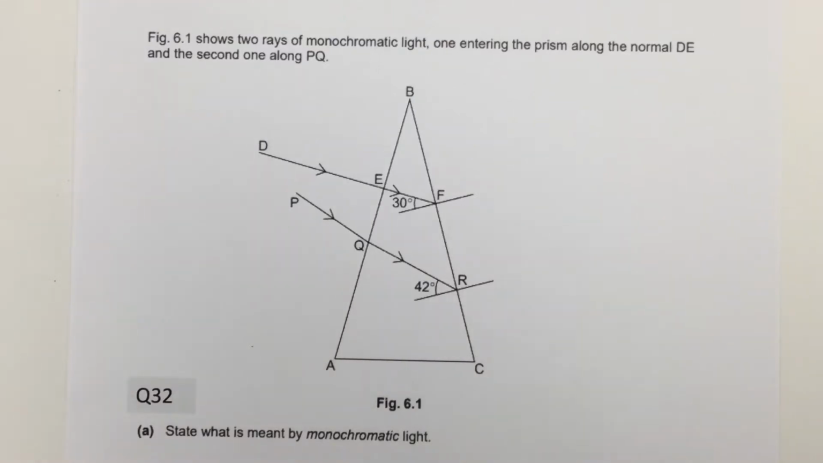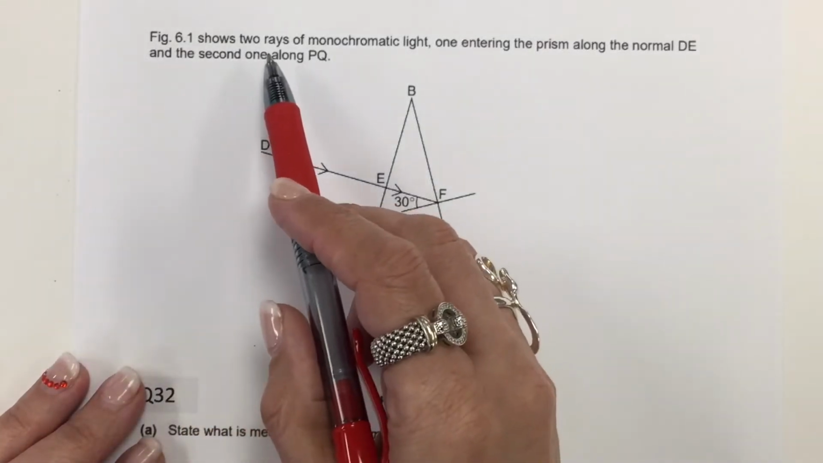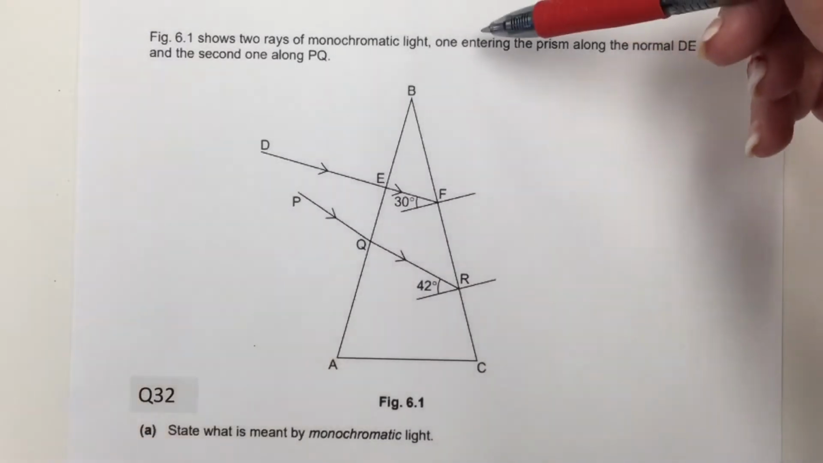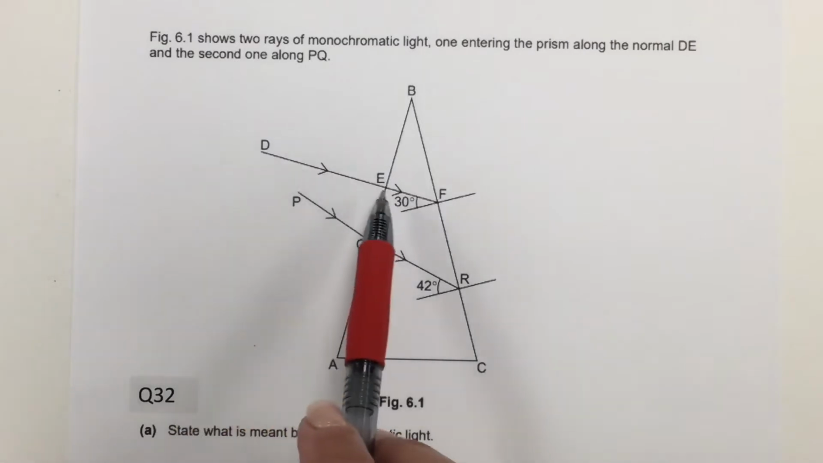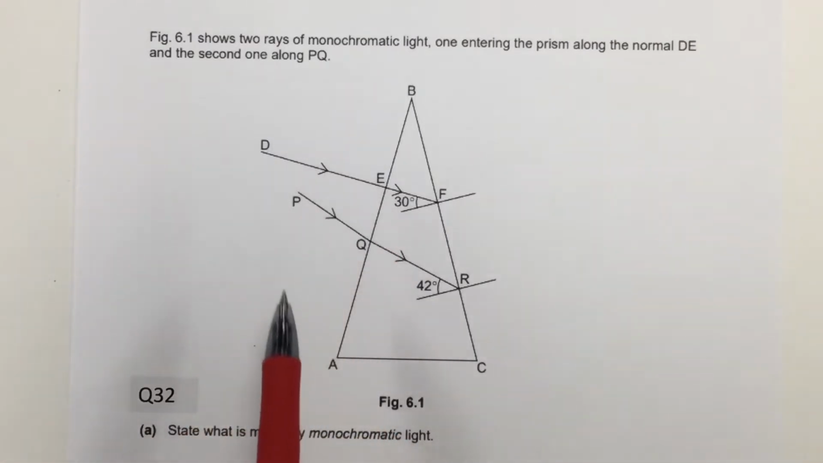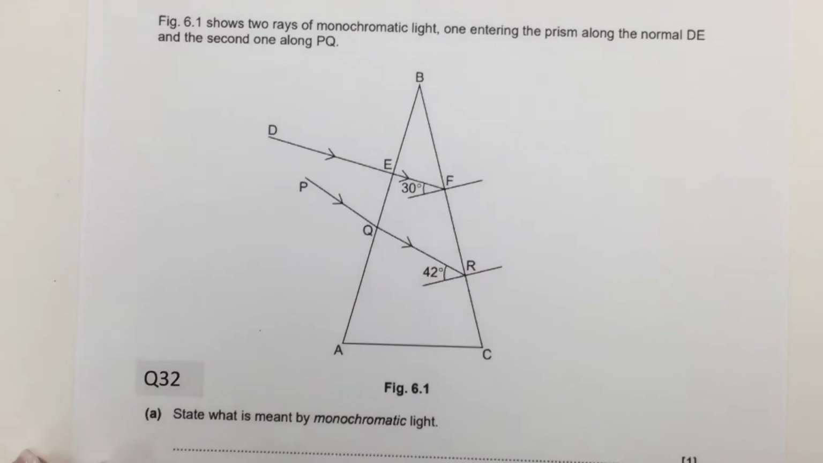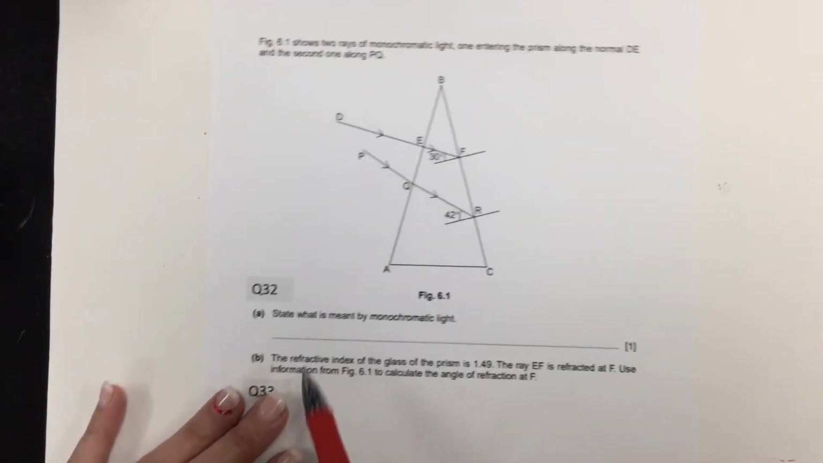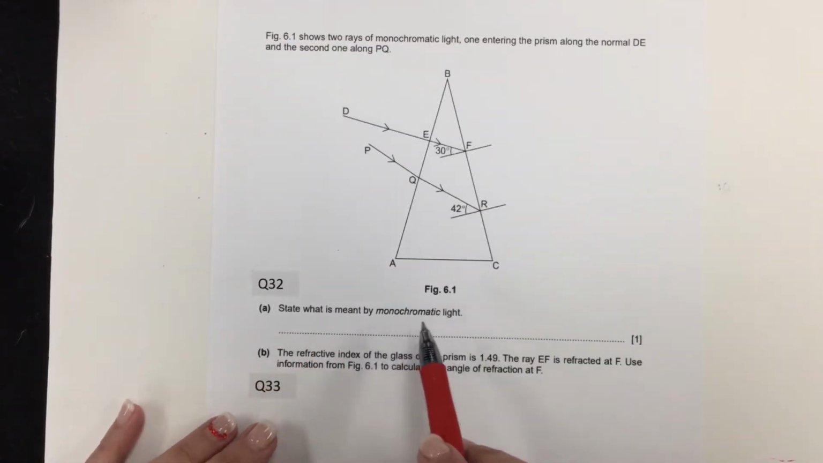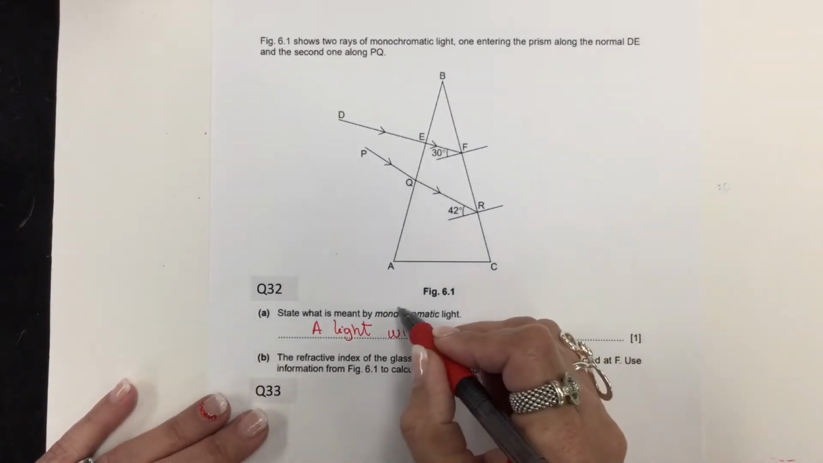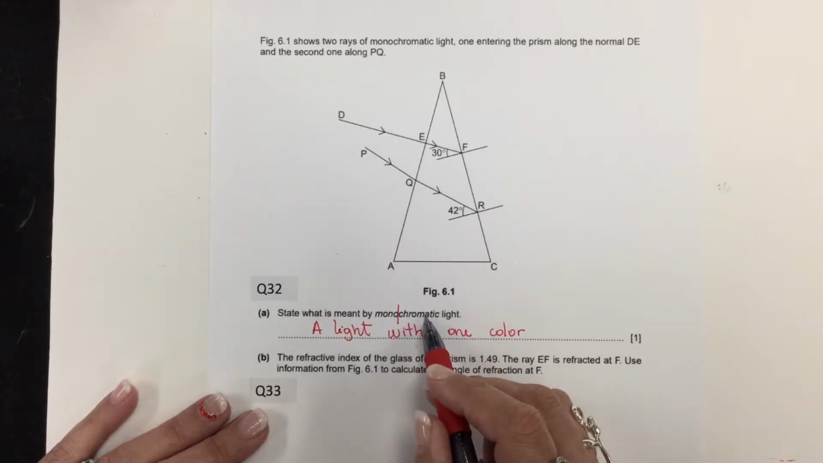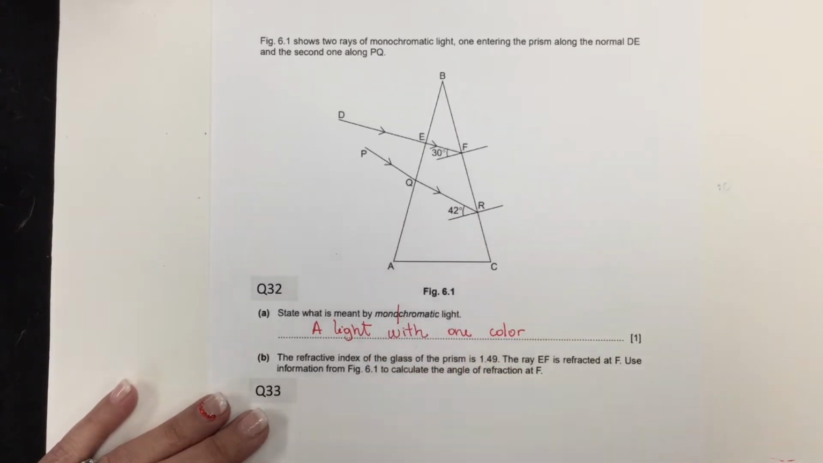So here is the solution for the second type of structure questions for the final exam. The figure shows two rays of monochromatic light, one entering the prism along the normal DE, and the second one along PQ. And the question asks, state what is meant by monochromatic light. A light with one color. Mono is one, chrome is color, so it is a light with one color.